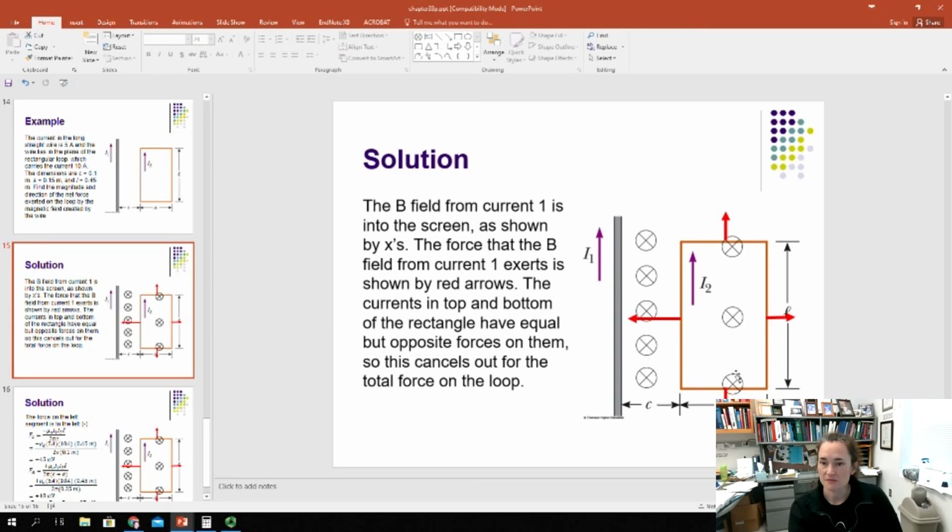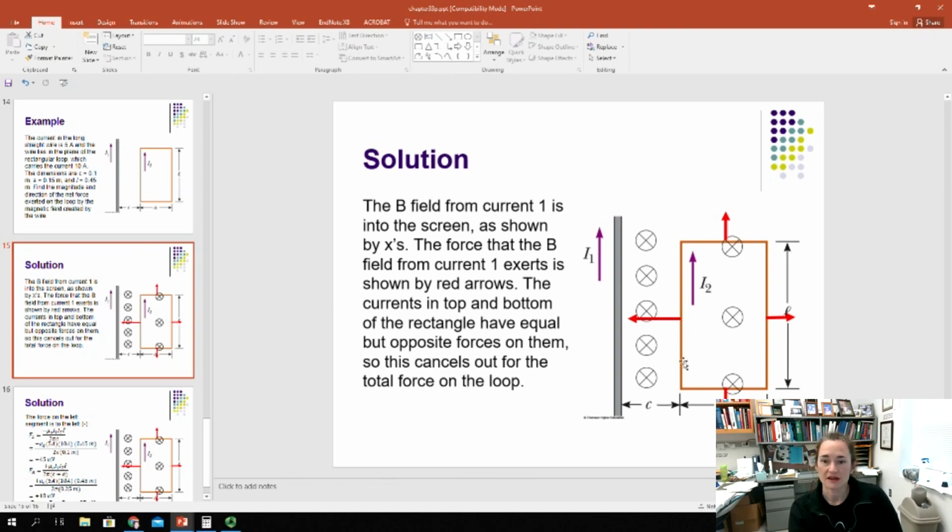Now, the top and the bottom are the same distance away from I1, right? So that means that the forces on these segments of the loop are equal and opposite, equal in magnitude and opposite in direction. So the force on the top and the bottom are going to cancel out. Well, you might say, the force on the left and the right are in opposite directions. Don't they cancel out? No, no, because they're not the same distance from I1.